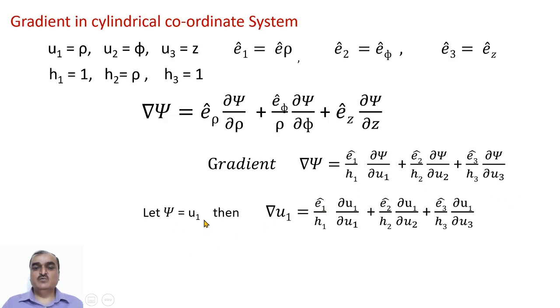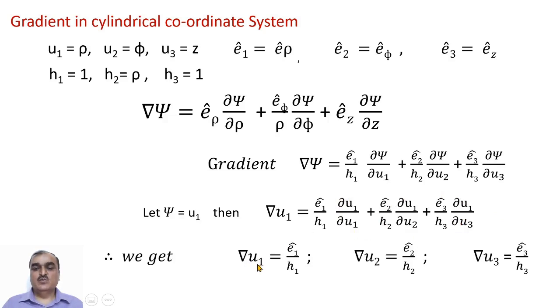If psi is a function of u1 only, psi is equal to u1, this function psi is changing only along the u1 curve. That is, psi is a function of u1 only. Then substitute psi is equal to u1 in this expression. Then we get del u1 is equal to this expression. But the derivative del u1 by del u1 is 1, del u1 by del u2 is 0, del u1 by del u3 is 0. These two terms become 0 and this becomes 1. Therefore, we get del u1 is equal to e1 cap over h1.